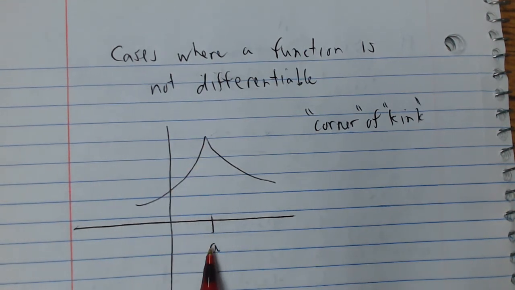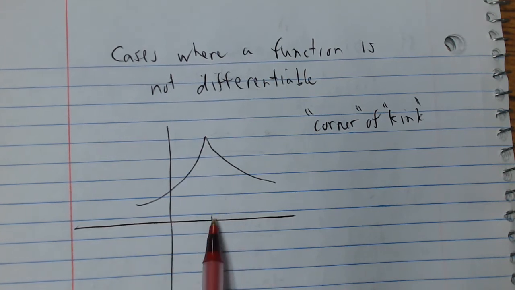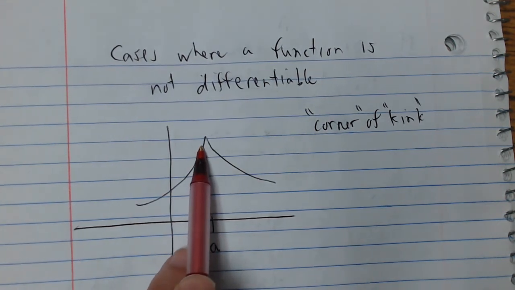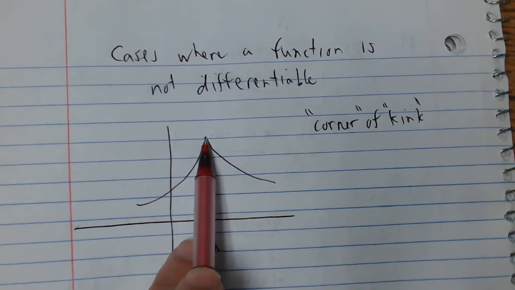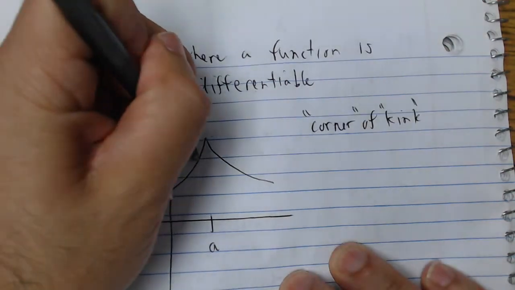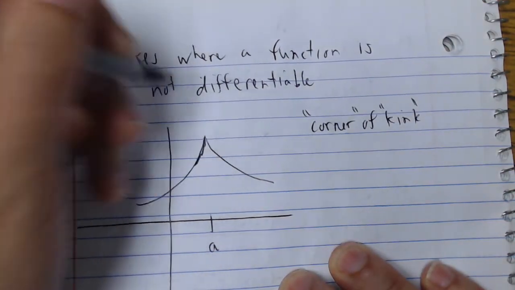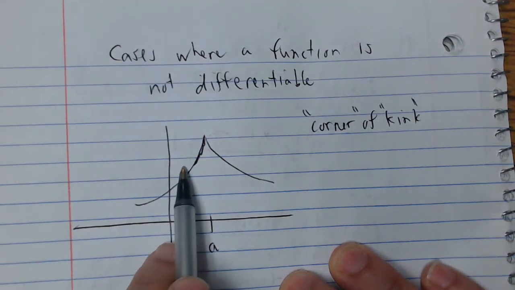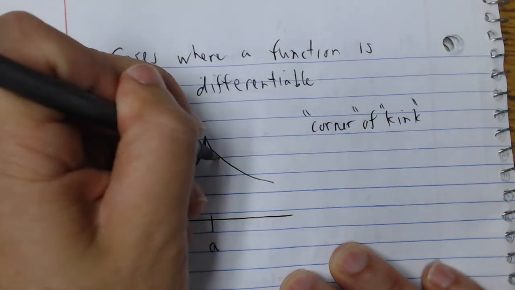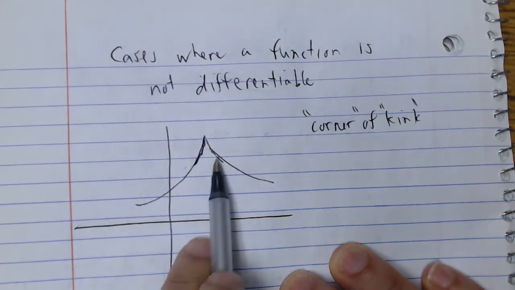So what does that mean? If I were to say that this guy's differentiable at x equals a, what does that mean? The slopes of the tangent when I approach a from the left side should be the same as the slopes of the tangent when I approach a from the right side. But what do you notice? As I approach a from the left side, what happens to the slopes of my tangents? They're positive and they get a little steeper. And how about from the right side? The slopes of the tangents are negative and they get steeper.